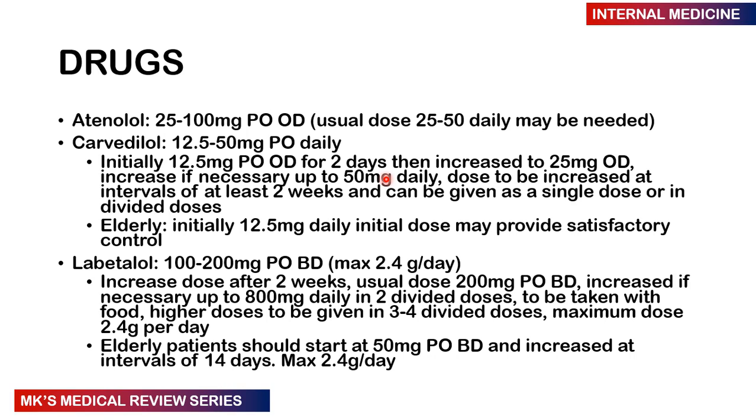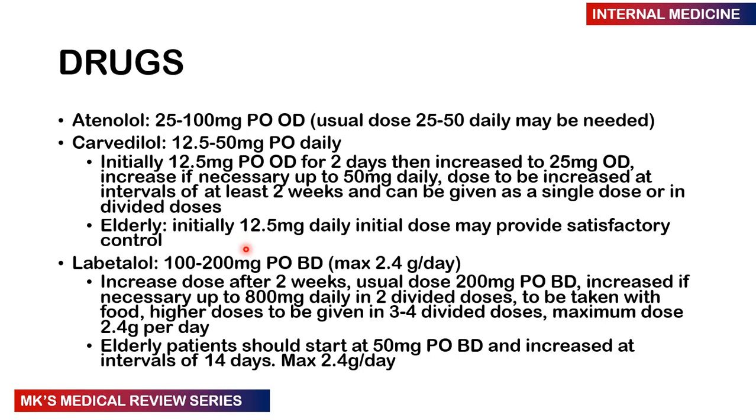And if we are exceeding these dosages, we can give them as divided doses or as a single dose. In the elderly patients, we usually start off with 12.5 milligrams as the initial dose. This may be just enough to control the blood pressure.